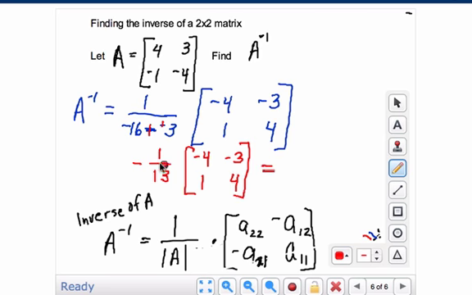Okay, and now it's just a matter of multiplying each of these values by a negative 1/13. So a negative 1/13 times a negative 4 is a positive 4/13. A negative 1/13 times a negative 3 is a positive 3/13. And negative 1/13 times 1 is a negative 1/13. And a negative 1/13 times 4 is a negative 4/13. Put that in the little matrix notation here. And that is your answer.